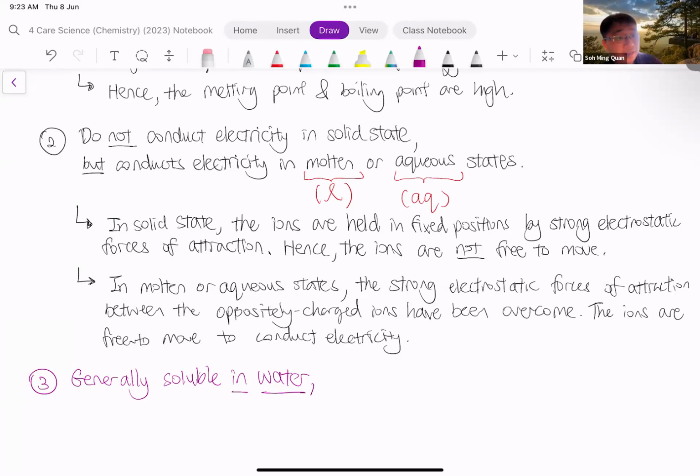This is in water. Now, what is the opposite of water? The opposite of water will be something like oil. Ionic compounds are insoluble in oil. Oil is considered an organic solvent. So you cannot dissolve ionic compounds in organic solvents like oil, all right? Because ionic compounds are insoluble.